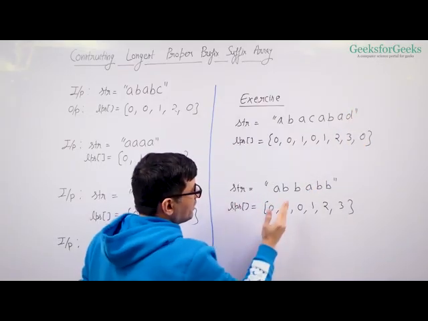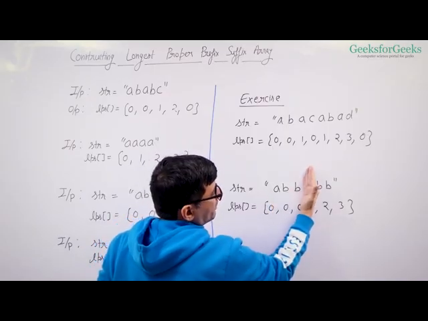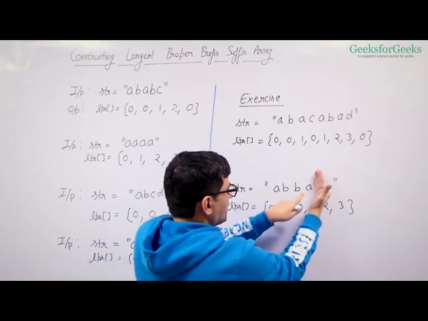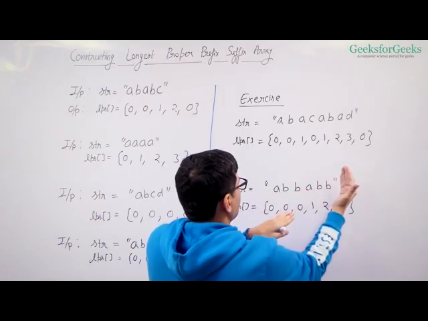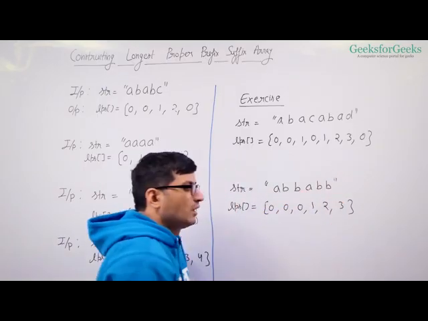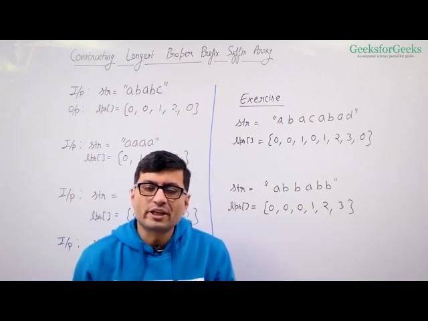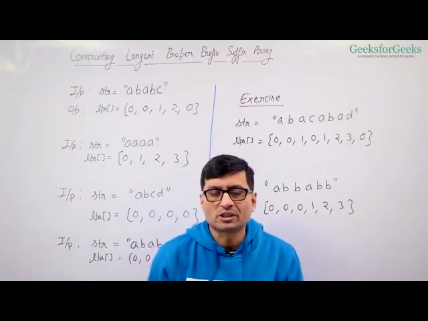Let's see this example. 0 for the first two. For this one also 0 because there is no proper prefix which is also a suffix. For this one, we have 1 because A is there. For this one, we have 2 because AB, AB matching. For this one, we have 3. Now please pause this video and think of a program that takes a string as an argument and builds the LPS array for the input string.